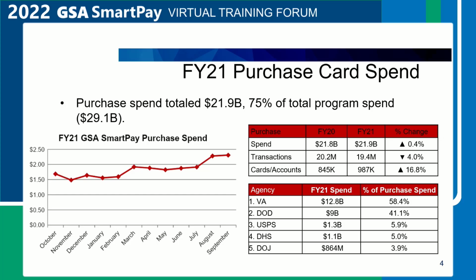The table at the bottom right shows the top 5 agencies by spend under the GSA SmartPay 3 purchase program for FY21. These include the Veterans Affairs, Department of Defense, United States Postal Service, Department of Homeland Security, and Department of Justice.